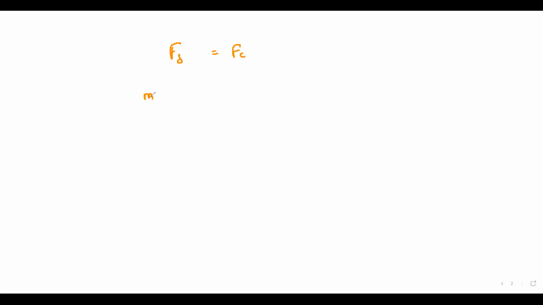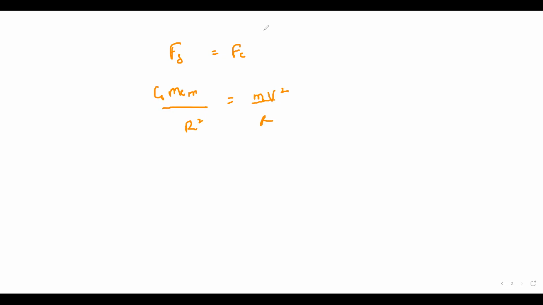Gravitational force is G, the mass of the Earth, the mass of the satellite, divided by r squared, where r is actually the sum of the radius of Earth plus the height of the satellite above the Earth's atmosphere. And the centripetal force is given by mv squared over r.